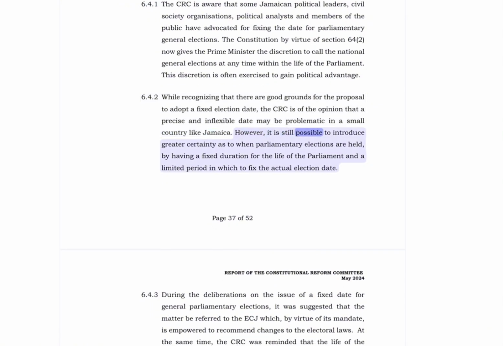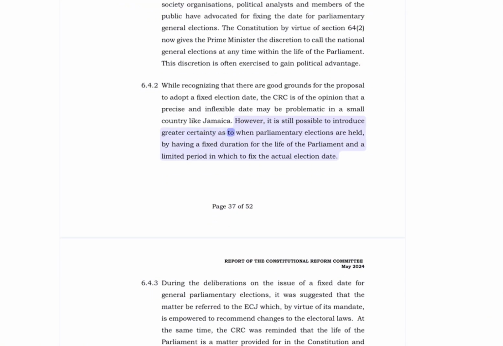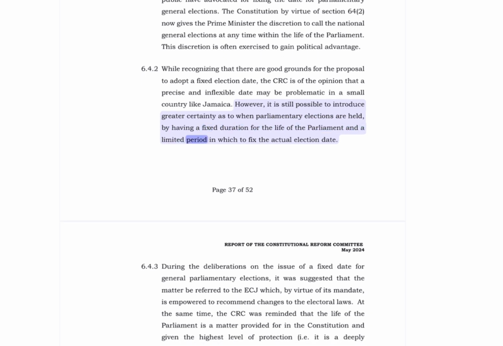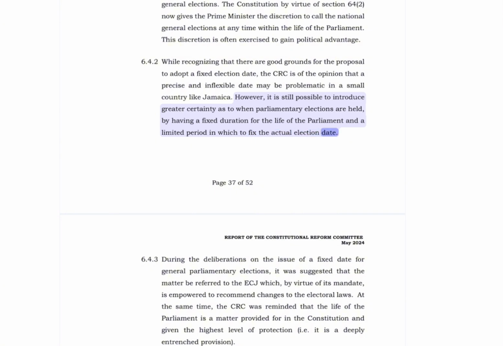However, it is still possible to introduce greater certainty as to when parliamentary elections are held, by having a fixed duration for the life of the Parliament and a limited period in which to fix the actual election date.